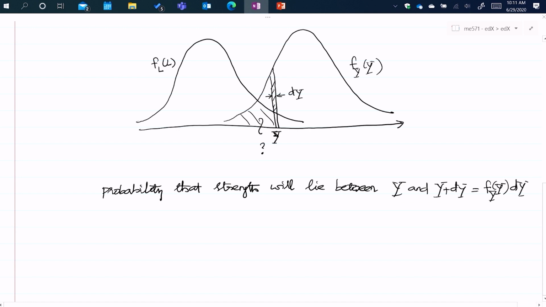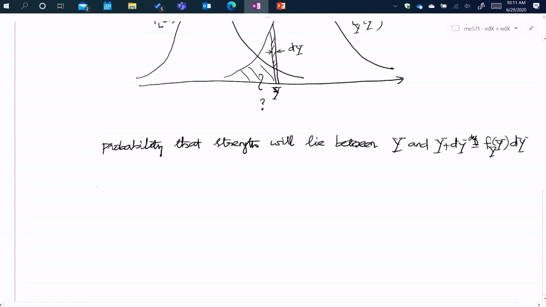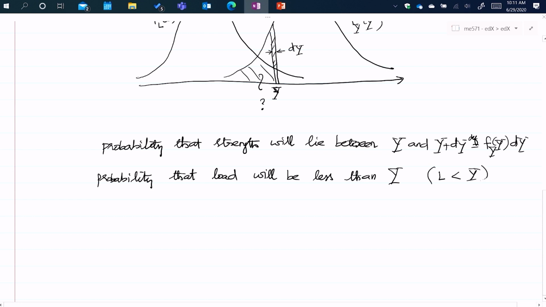By definition, this is what the probability density function represents. Now the next question we can ask is: what is the probability that the load will be less than y? That is, L less than y. Again we can write that as the integral from minus infinity to y of f sub L of L dL.